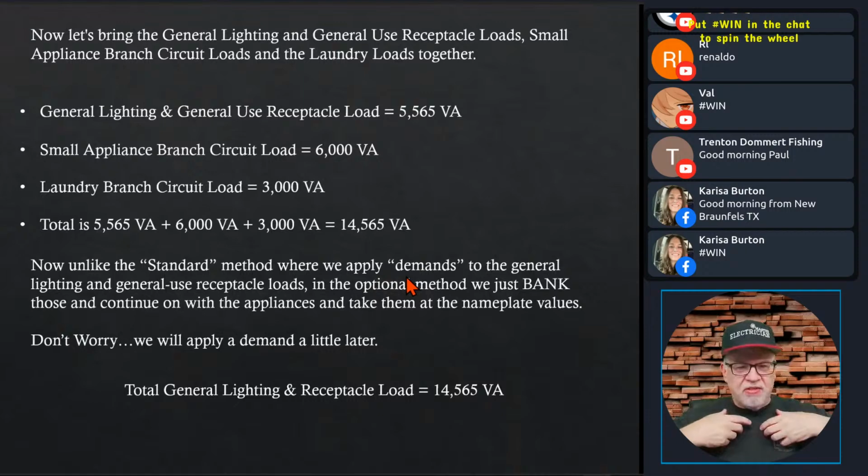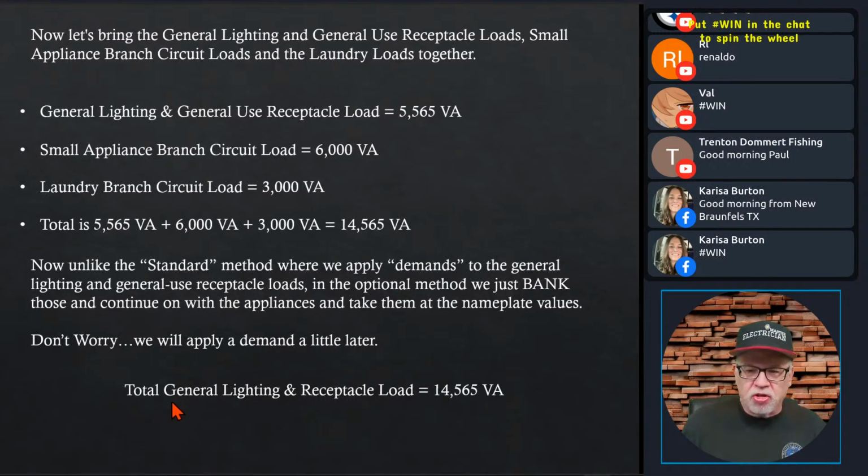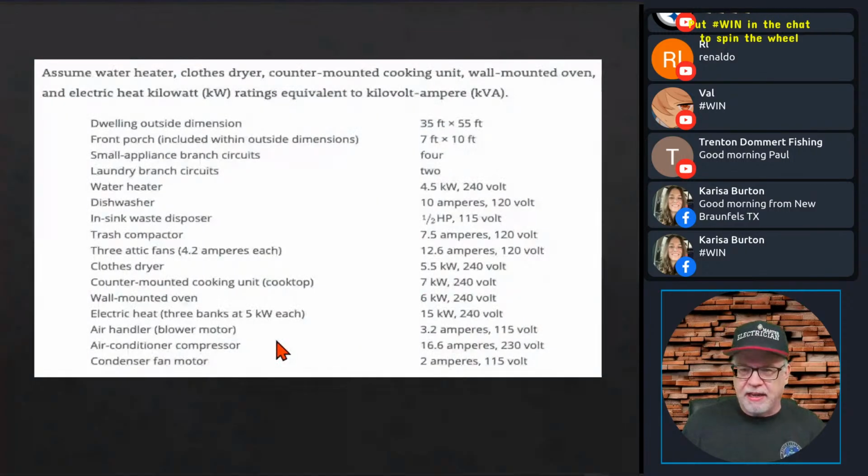We're just taking this number and we're carrying it forward. That's all we're doing. So our total general lighting and general use receptacle load at this point is 14,565. Write it down if you can. There we go. So we're there.